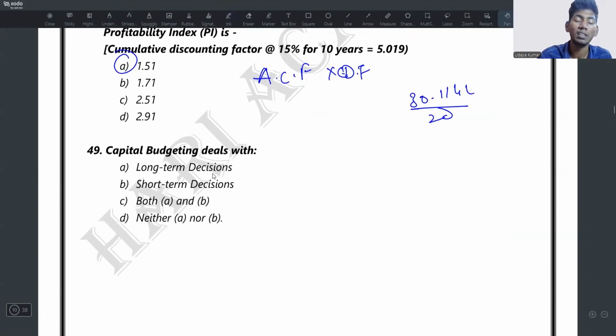So moving to question number 49. Capital budgeting deals with long-term decisions, short-term decisions, or both A and B. Absolutely, long-term decisions. We need not even negotiate regarding this. So moving to question number 50.